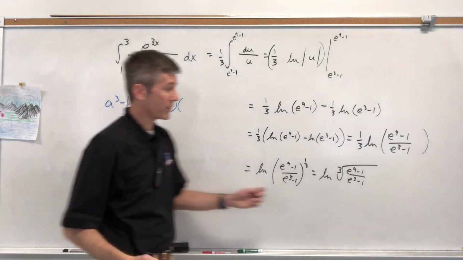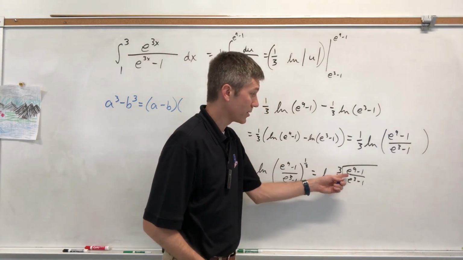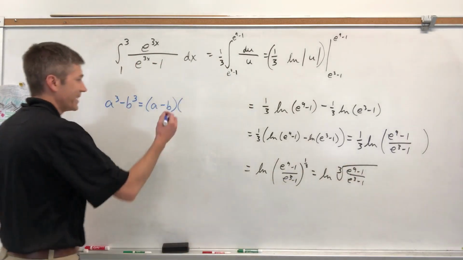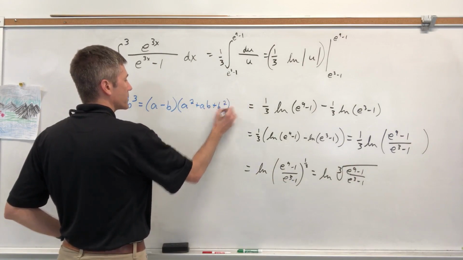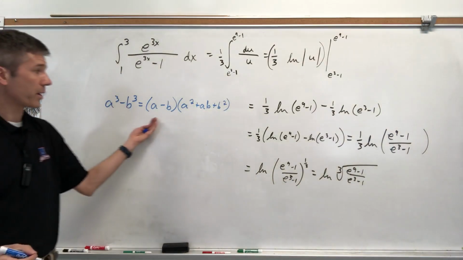And these are perfect cubes. This is obviously e to the third minus 1. And this is e to the third cubed minus 1. It's beautiful. So you may or may not have seen this before. It is, again, a very obscure way of factoring. But if I have the difference of cubes, then it breaks up like this.